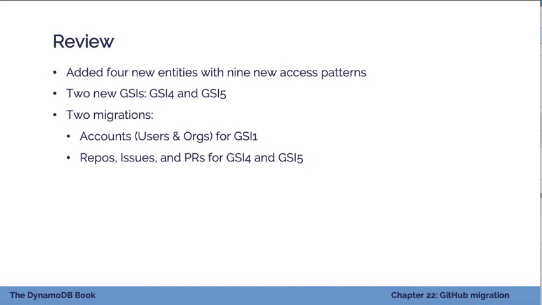We also had to do two migrations of existing items. So we saw that we had to migrate those account items, users and orgs, into that GSI1 so that we could join them with the GitHub apps and handle those access patterns. Then we also had to migrate our repos, our issues, our PRs for GSI4 and GSI5.